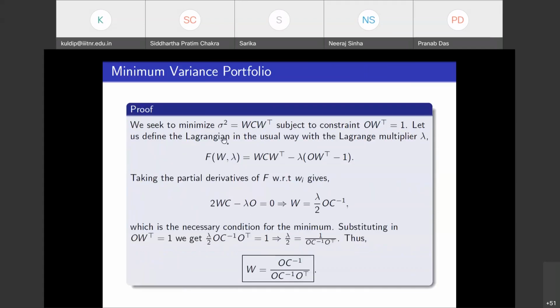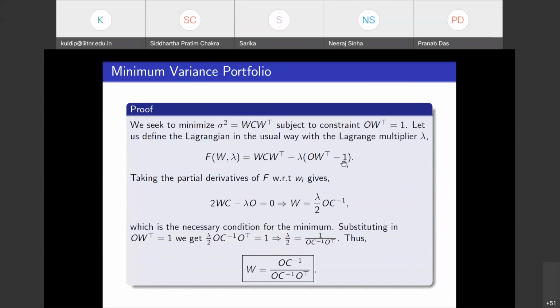Now, remember that your sigma square was WCW transpose. Since this is only a minimum variance portfolio, my goal is to minimize sigma square, which in vector form is WCW transpose, subject to what constraint?